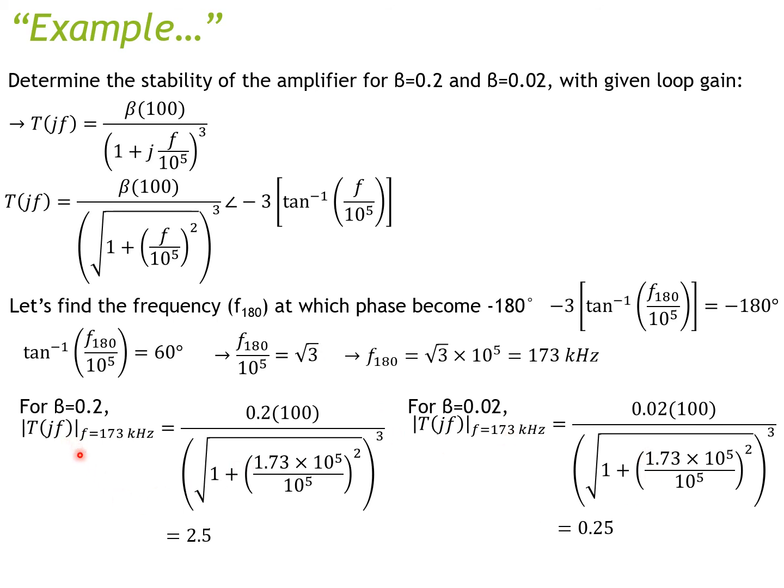For the case of beta equals 0.2, the magnitude is 2.5, which is a lot larger than 1, right? And of course, the system is unstable. Meanwhile, when beta is equal to 0.02, the magnitude is less than 1, so the system is stable.